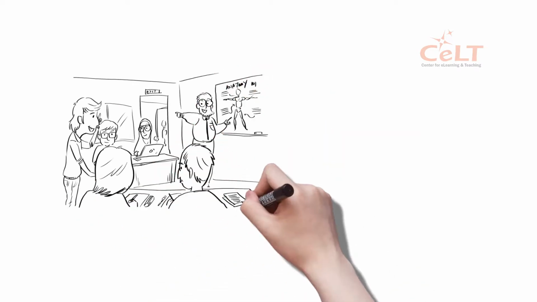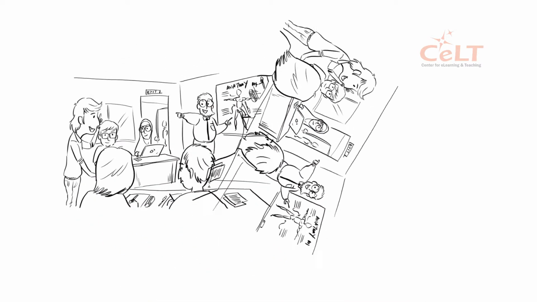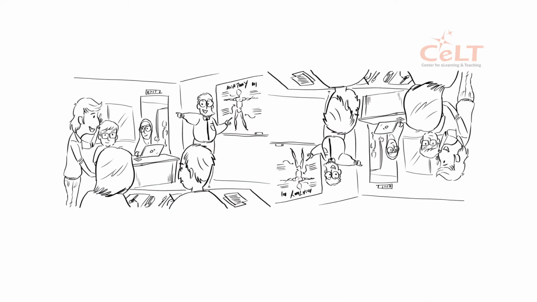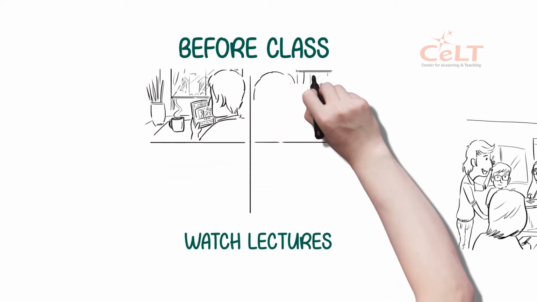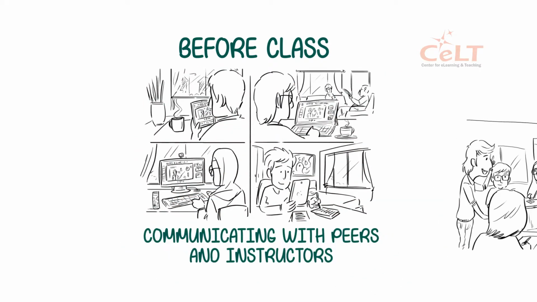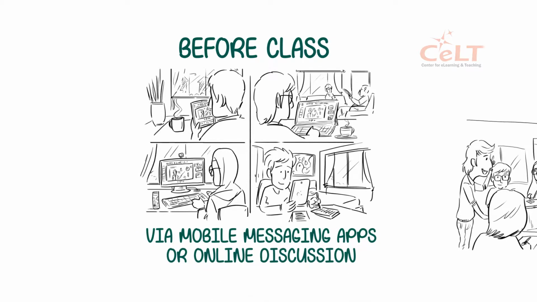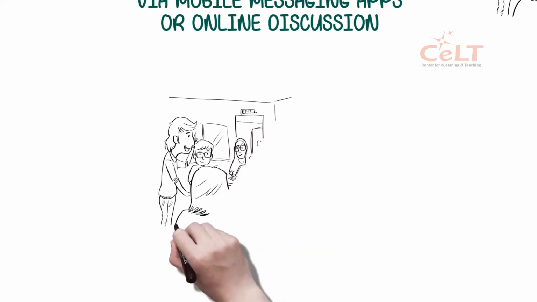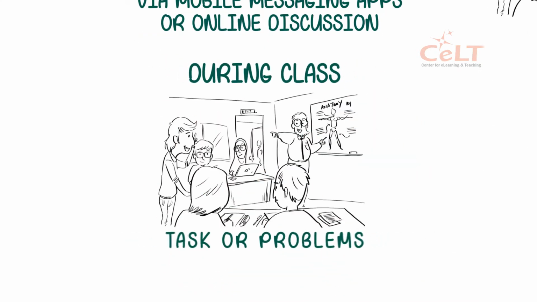What is Flipped Classroom? Flipped Classroom is a new spin on the traditional learning environment where instruction and homework assignments are inverted. Students watch lectures and complete online activities at their own pace, communicating with peers and instructors via mobile messaging apps or online discussion. In the classroom, learning exercises are designed around tasks or problems.